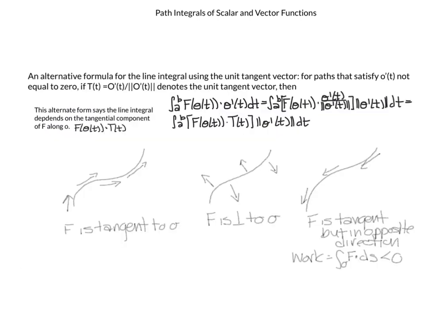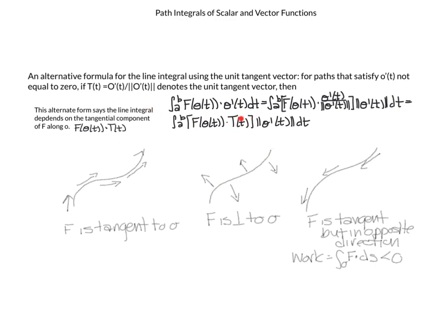To talk about this, I moved it to a separate page so we have more room. Here we have a path, sigma, and we're going to say the direction of this path is going upwards. If F is tangent to the path, then you can see how F is going to help move any particle along this path. Whereas if F is perpendicular to sigma, then it's not going to do anything to help move the particle. So that's what this tangent form is about.